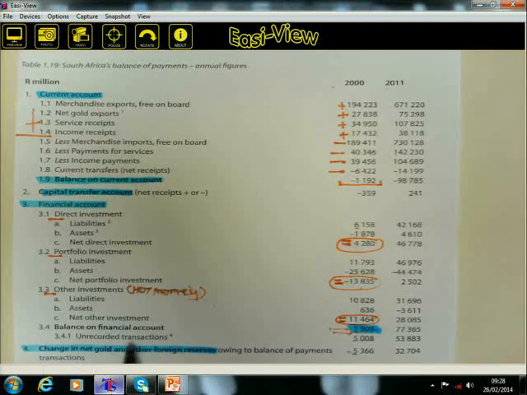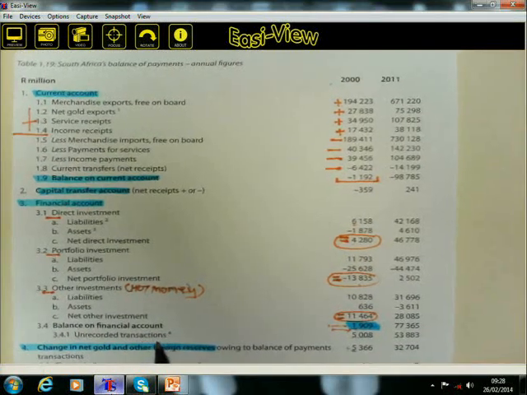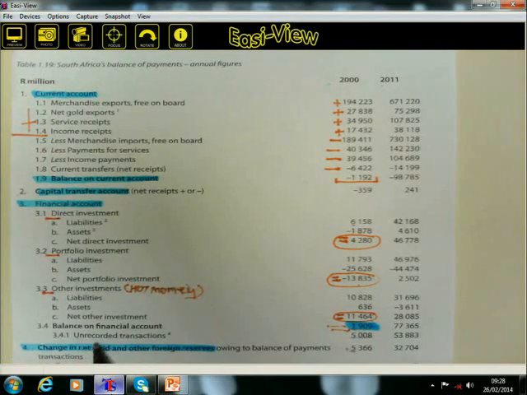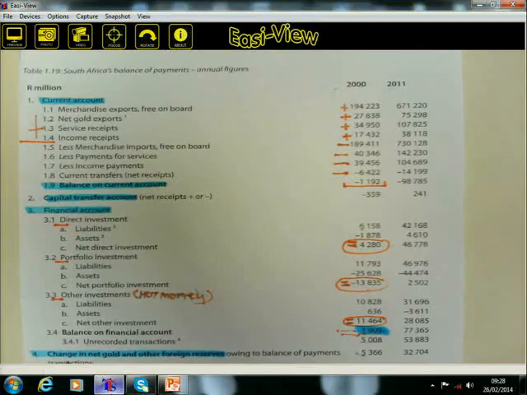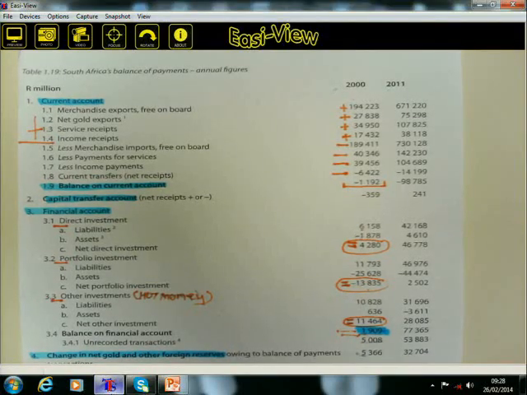Then we have unrecorded transactions. All the omissions which occur on the above accounts will be added on this one, unrecorded transactions. The last part that we're going to look at is the changes in the reserves.